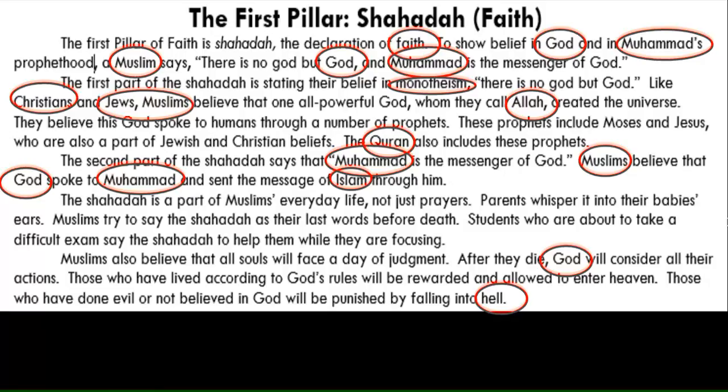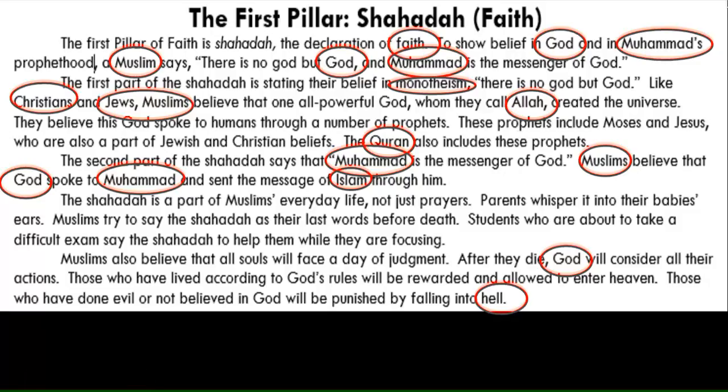The first pillar of faith is Shahada, the declaration of faith. To show belief in God and in Muhammad's prophethood, a Muslim says, "There is no God but God, and Muhammad is the messenger of God." The first part of the Shahada is stating their belief in monotheism. I want to pause this here to draw attention to the fact that Muhammad and monotheism are 2 words that are vocabulary words that we've learned, so I circled those. Muslim is also a vocabulary word, so I circled that one. And I also circled faith in God because I feel like those are just very important words in this passage.